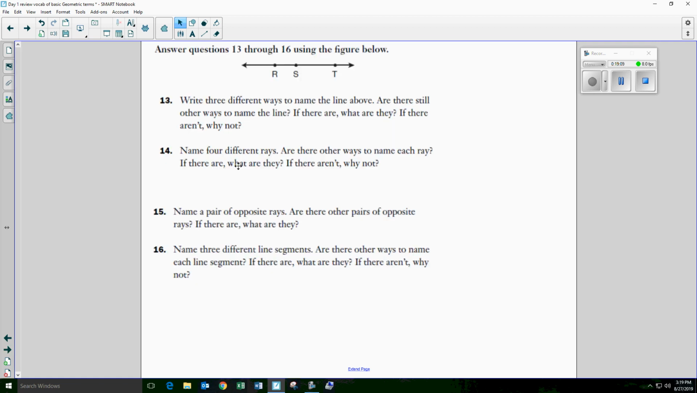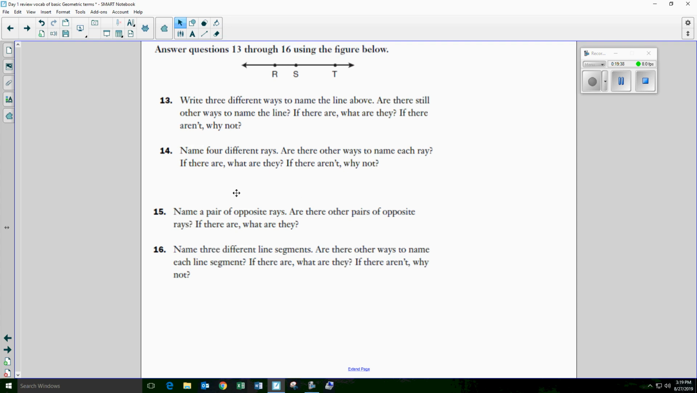All right, so here we have questions. I want you to go ahead and write these out, and it would be helpful to draw them out to make sure you're not using the same one again when it says different. That doesn't mean name it different ways. It means completely different rays. Okay, so an example, ray RS and ray RT are the exact same ray. So I don't get to say ray RS and ray RT, that's only one ray. It's got 4 different rays.